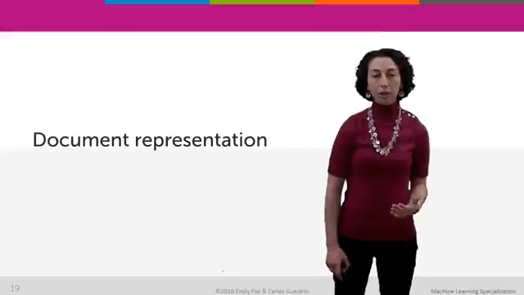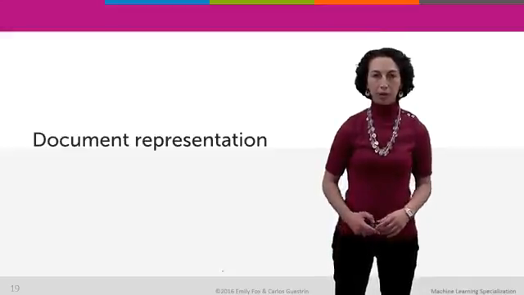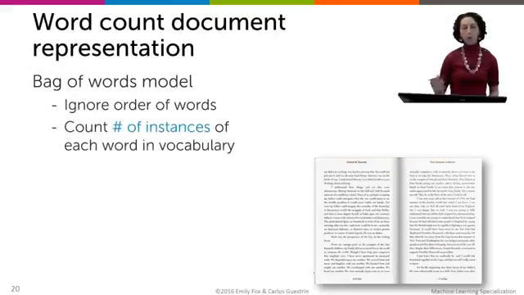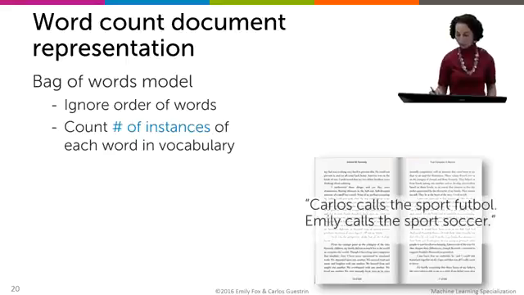To start with, let's talk about some choices we have for how to represent our document. One really simple choice is simply as a vector of word counts. This is an example of a bag of words model, where we take our document, which has a bunch of words in it. Let's assume it's a really simple document and the only words it has are the following two sentences.